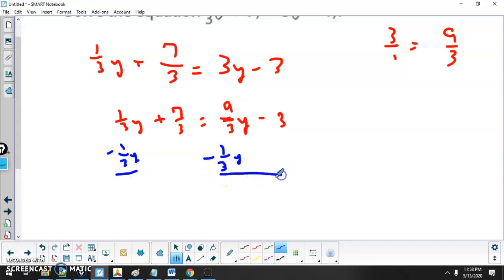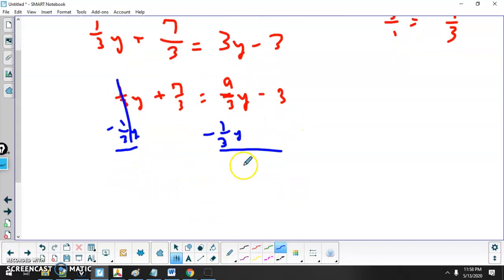And also at this same time, if you want to, you can move the number terms to the other side, or you could write it out as a separate line if you want. But let's go ahead and write it out as a separate line just so you guys can follow here. All right, 9/3 y minus 1/3 y is 8/3 y minus 3.